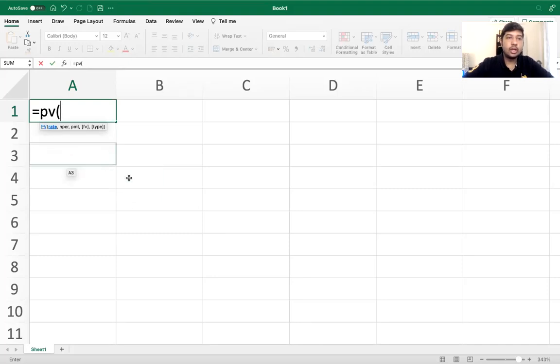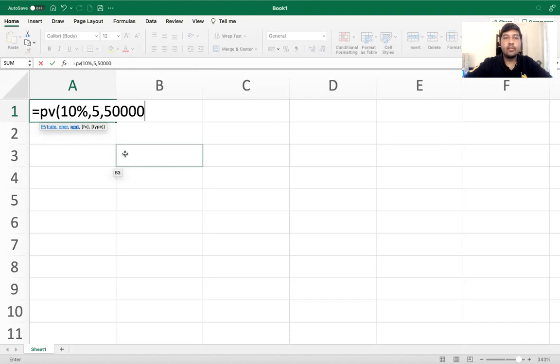So you need first the rate. Now, what is the rate? The rate is 10%. So put 10%. Once you put the rate, press comma. Then it will ask you what is N per. N per is the number of payments. So how many payments do you require? You require 5 payments. After you put the number of payments, press the comma button again. Then it will highlight PMT. What is PMT? It is 50,000 rupees. Okay.